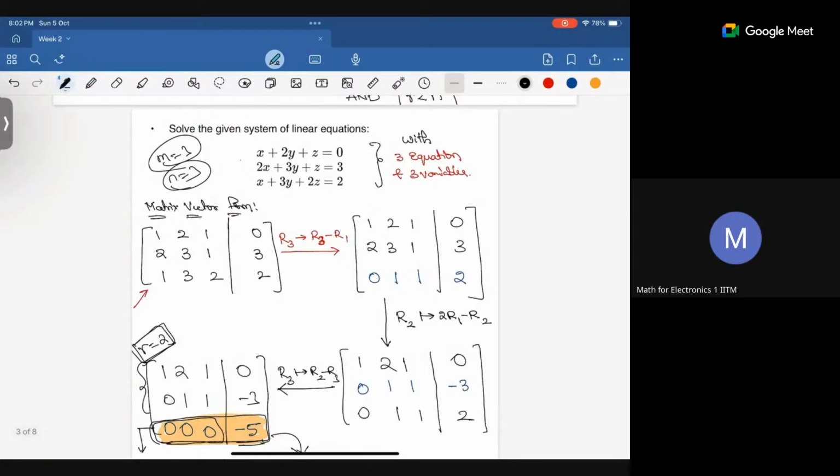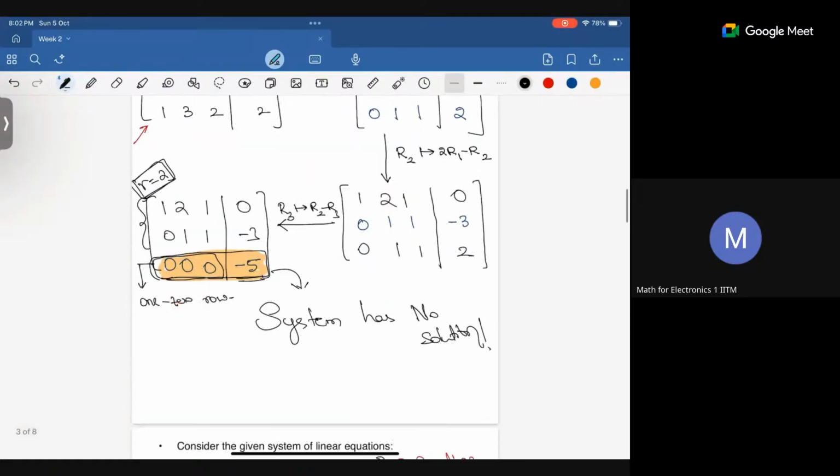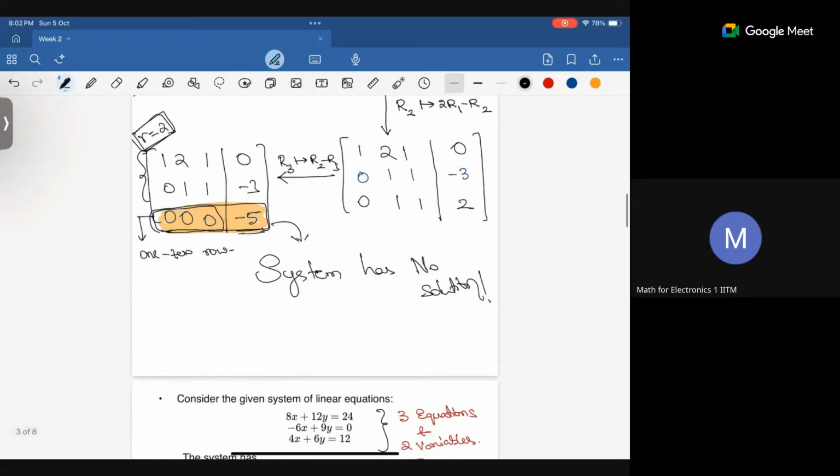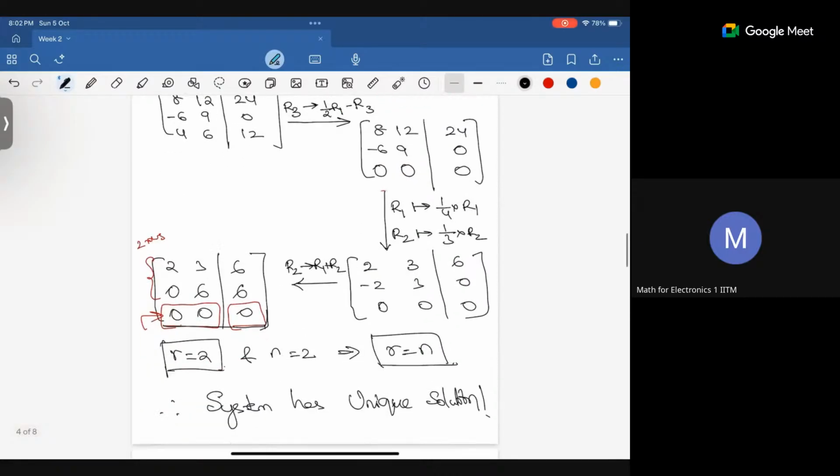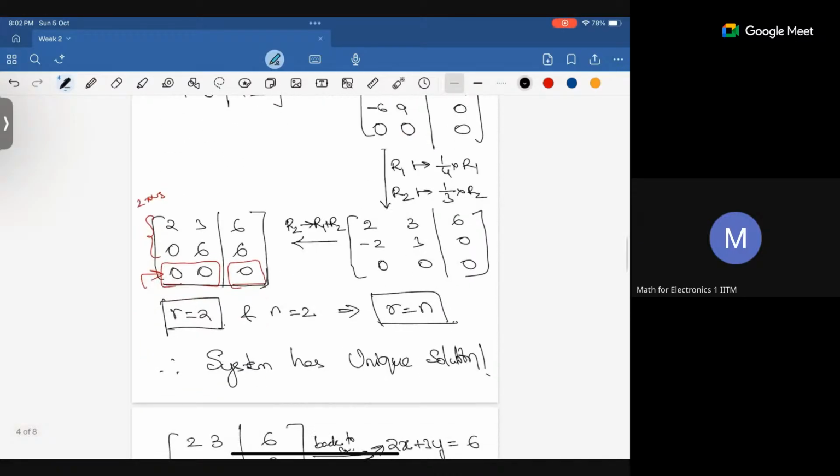One with three equations, three variable system, which doesn't have a solution. The reason being, on the left hand side we have a zero row, and on the right side of that vertical line we have a non-zero value. Therefore, the system will not have any solution. And we have also seen another example with three equations, two variables, and this system actually has a unique solution. So these are two different types of solutions that are possible.